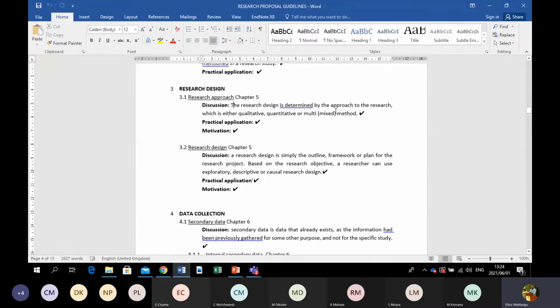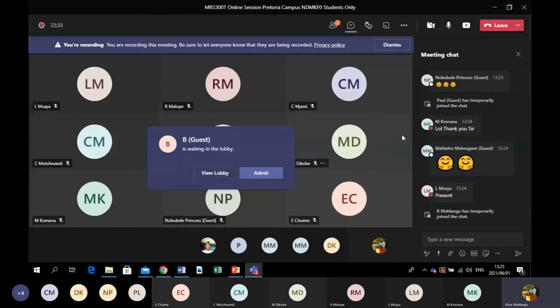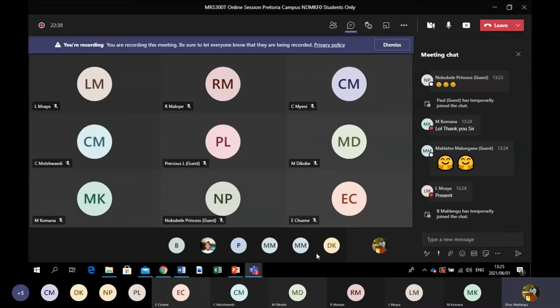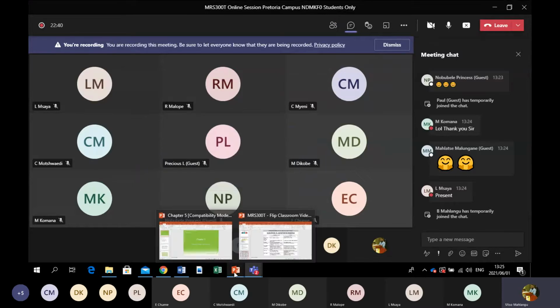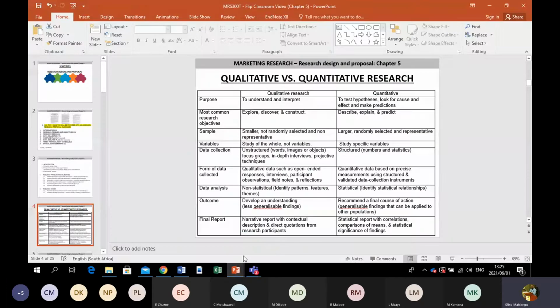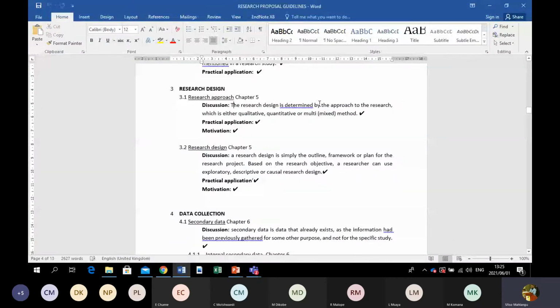So what this means is that when you choose a research design, remember a research design is a structure. It is a blueprint that guides you to always follow these steps one by one and so on. We've got different research designs, but you can't just choose any. When you choose a specific one, it will always depend on the approach of the research, which is either qualitative or quantitative.